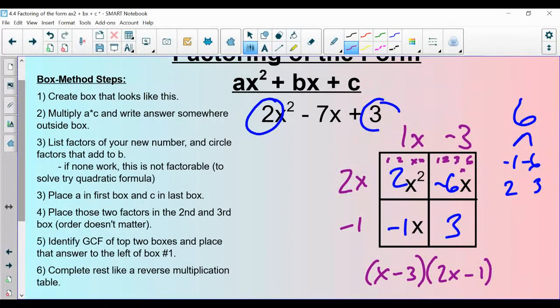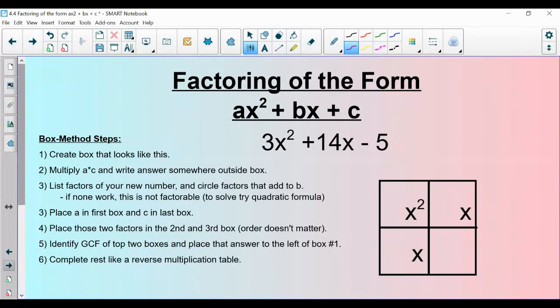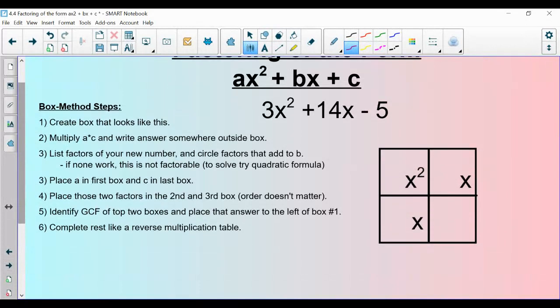I know that's a lot of work. It seems like it's a long process. It is a long process, but it will get faster. Let's try another one. Feel free to pause it here. This is not any different. You can try this one on your own.